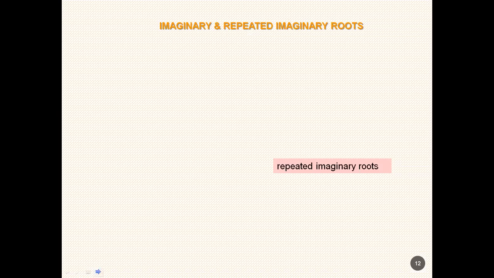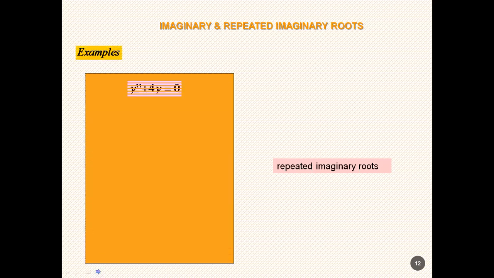Okay. Then we go to imaginary and repeated imaginary roots. What if it's imaginary and repeated imaginary roots? So you'll have this example. This one. The characteristic equation is this. If you transfer 4 on the right side, it will become -4, right? The square root of -4 will be plus minus 2i. Okay, you have that.